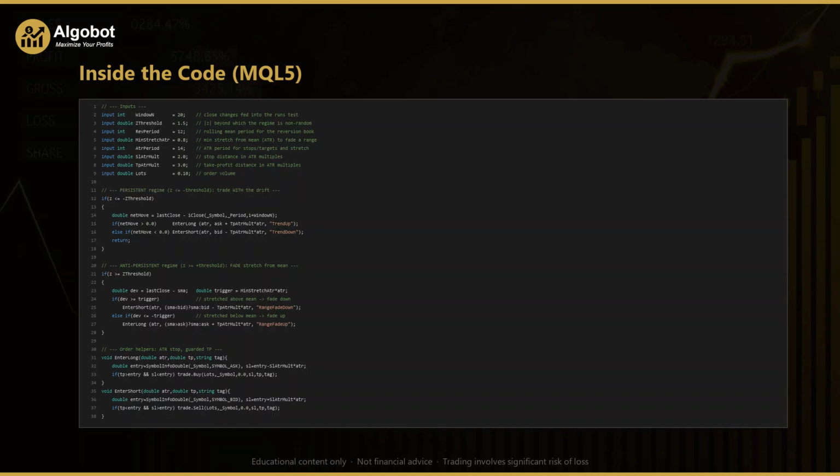Below that is the first decision block. When Z is at or below minus ZThreshold, we are in the persistent, trending regime. The code checks the net move over the window. If it is positive, it calls InnerLong with a take profit 3 ATR above the ask. If it is negative, it calls InnerShort with a target 3 ATR below the bid. That is the momentum side, going with the drift.